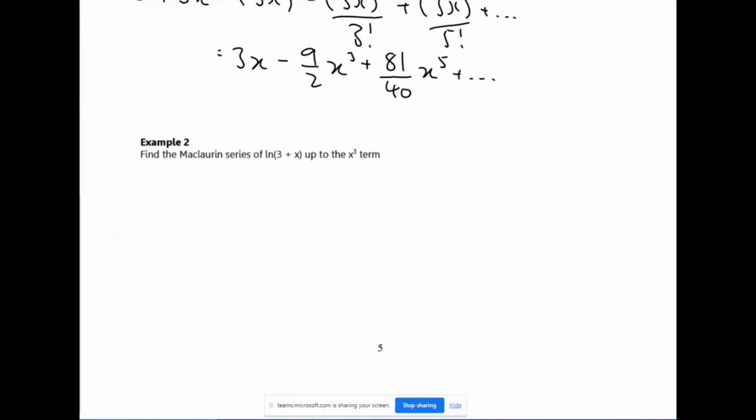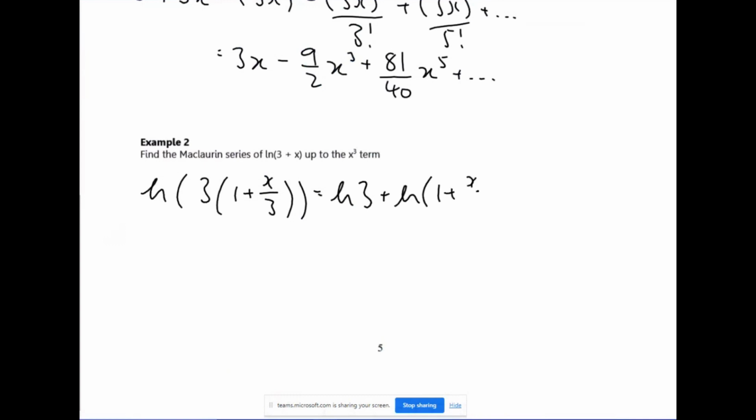So instead, I want to make this 1 at the front still to be able to use the standard formula. I'm going to do it like this. I'm going to factorize the 3 out, just like you do with the binomial expansion, when you make it 1 in the front of the bracket so you can use the formula. I can use a log law to split this up. So ln 3 plus ln 1 plus x over 3. And now that's in a form that I can use the standard formula for.